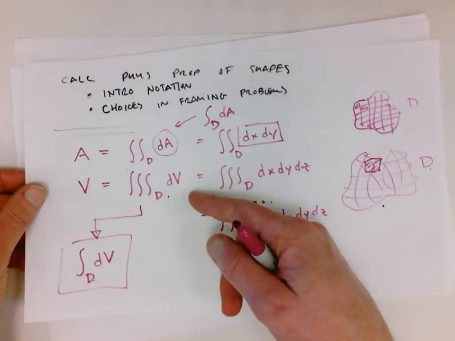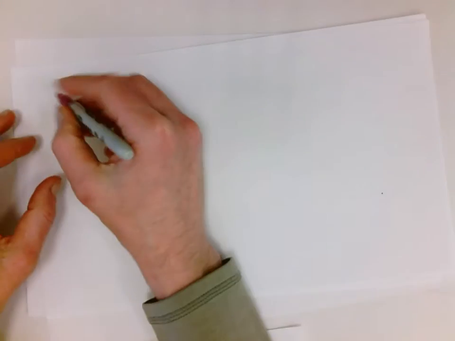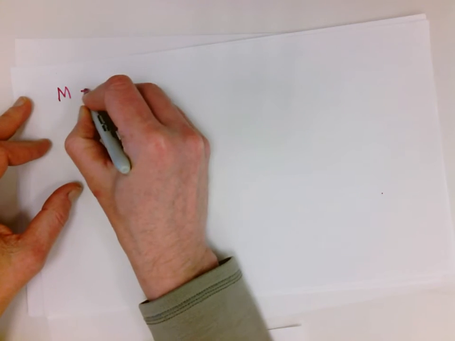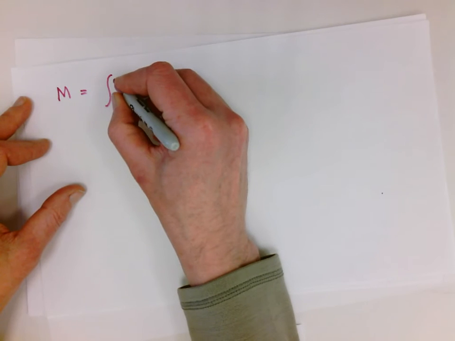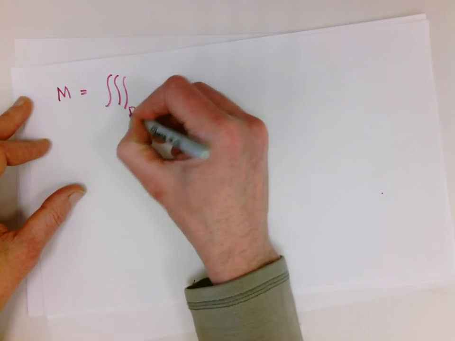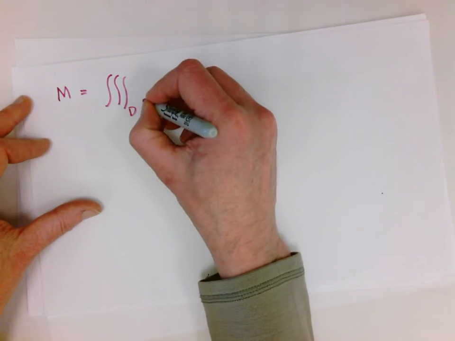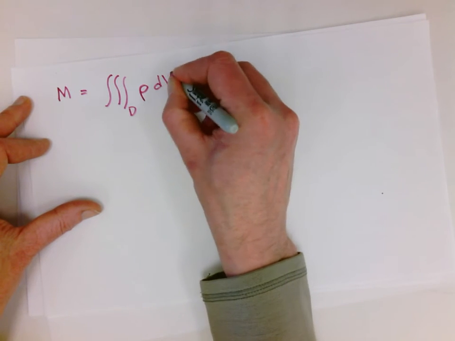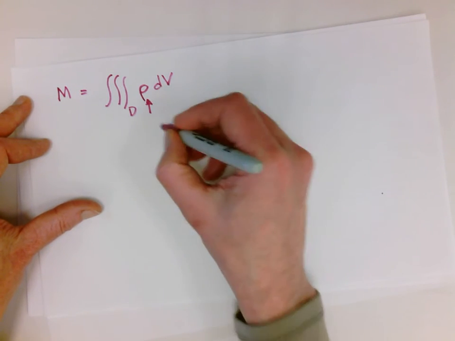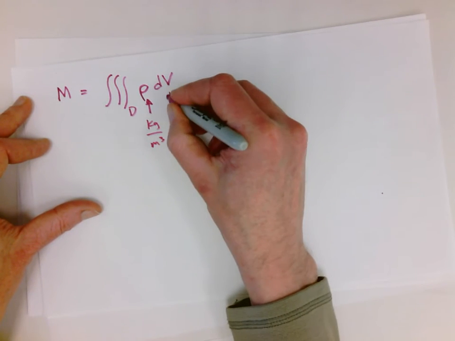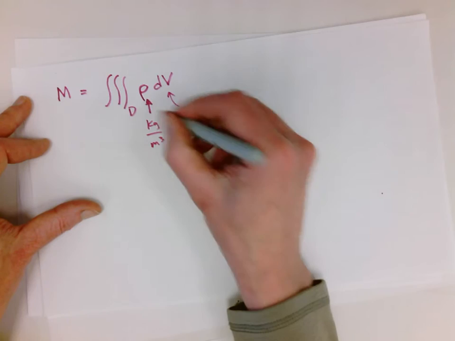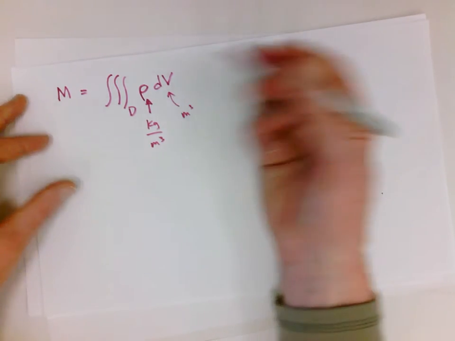Also related to that notation is the idea that you don't just calculate volumes, and in fact you started to calculate some other quantities at the end of the readings. For example, you calculated the mass of some object by saying the mass is the integral over the domain of the density times the differential volume. The mass density is in kilograms per meter cubed, and the differential volume is in units of meters cubed, so kilograms per meter cubed times meters cubed gives me kilograms.